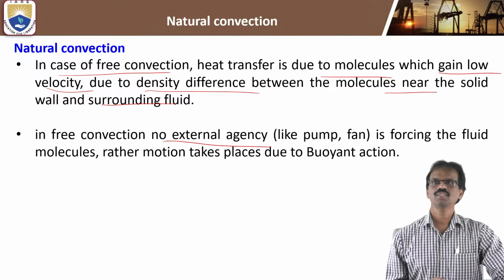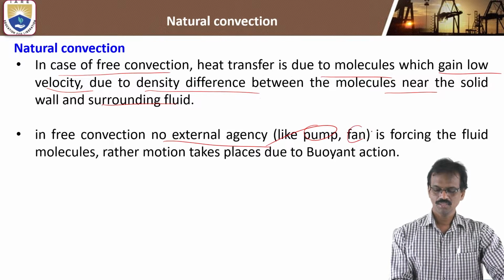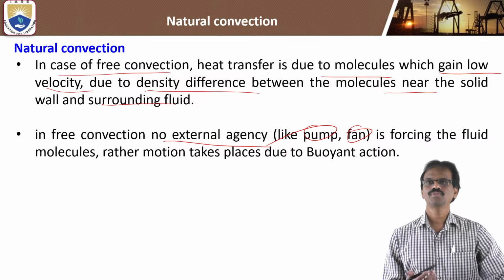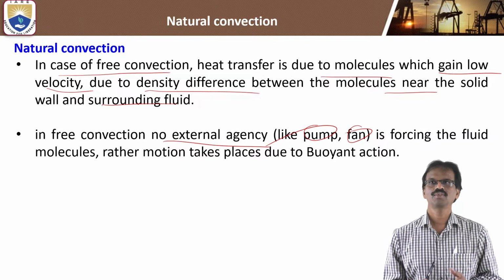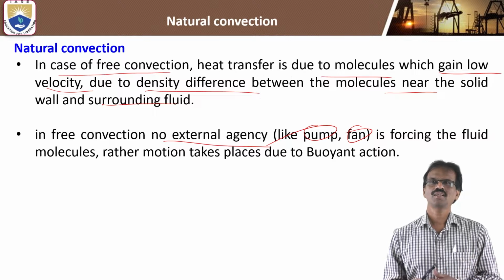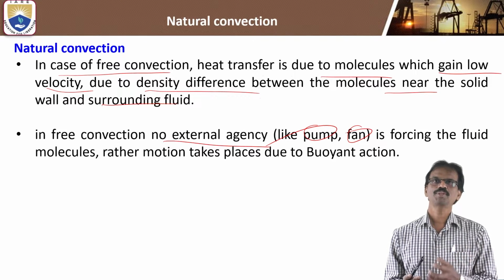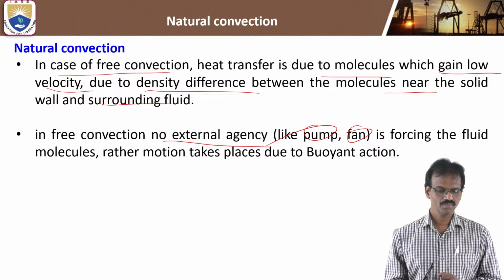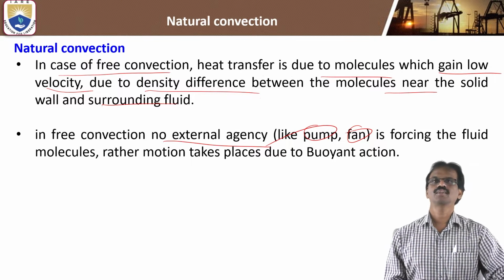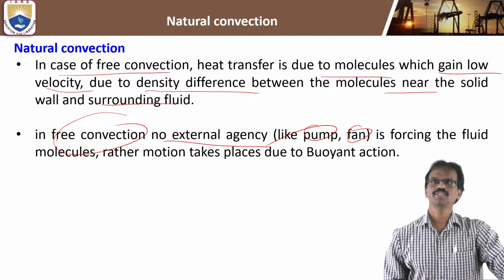You know external agents like a pipe and fan. If we use the pipe and fan, that is forced convection, not free or natural convection. Without any external agency, the movement of the particles occurs due to density difference. That process is called free convection.